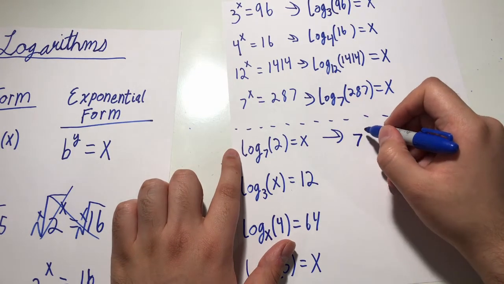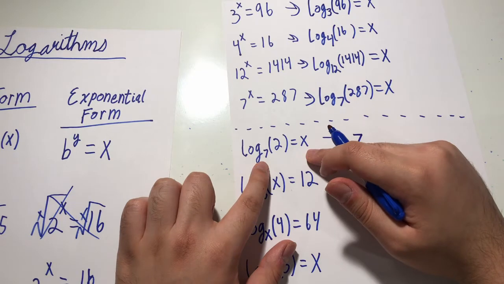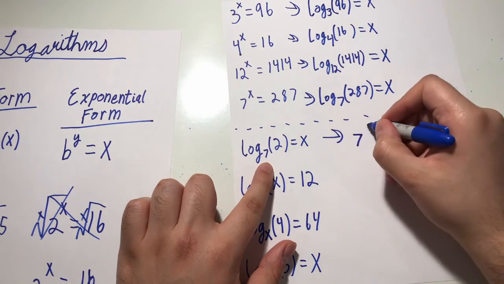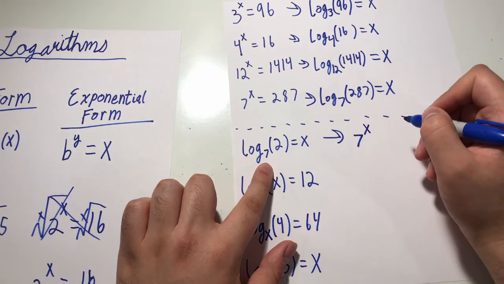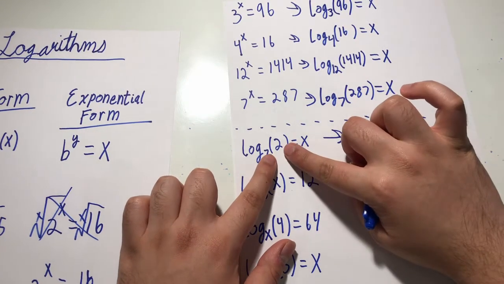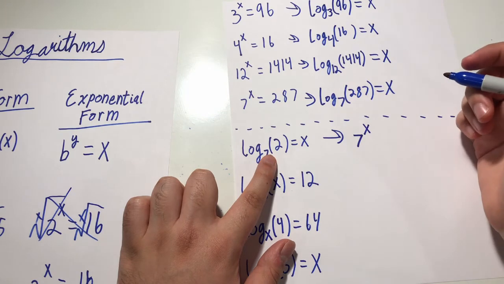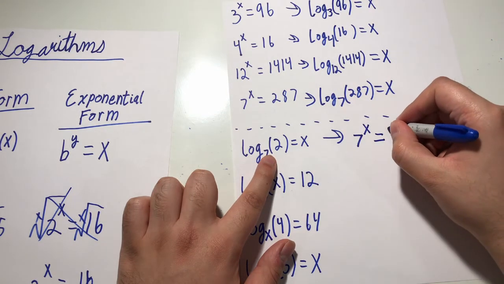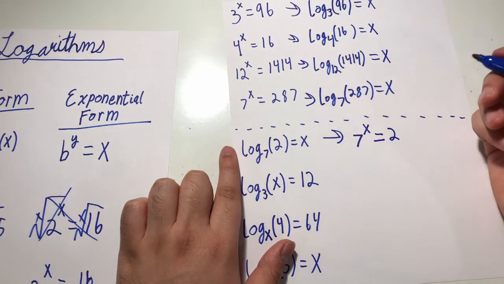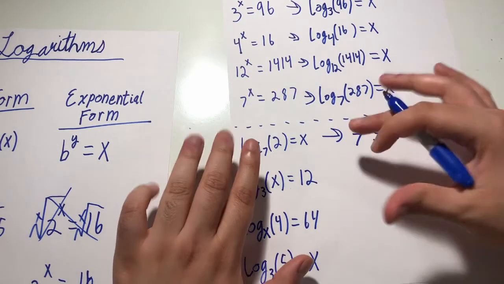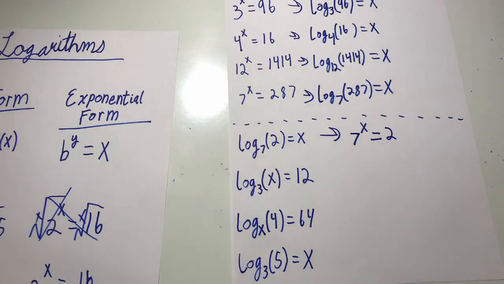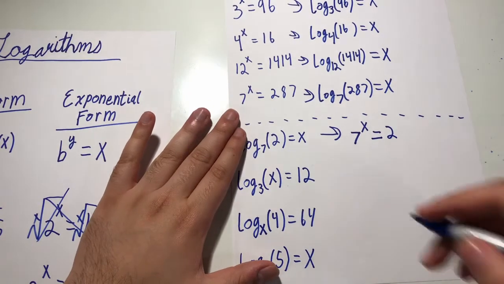Our exponent was whatever our answer in the logarithm was, right? The exponent is the thing that was by itself. So this x becomes the exponent of the 7. And whatever's inside the logarithm was the answer in the original exponential form. So then this becomes 2, right? 7 to the x equals 2. Now some of these might not make total sense to you. These are mainly for example purposes, just getting used to the form.